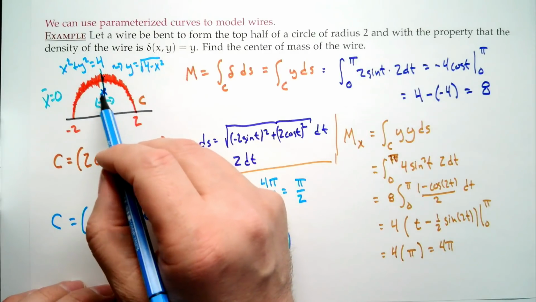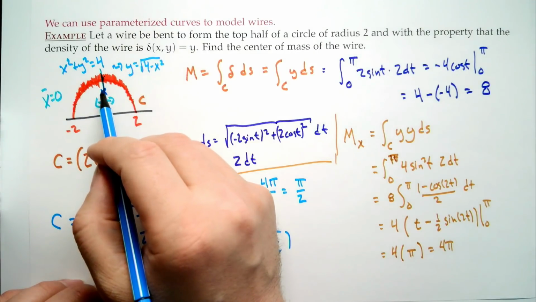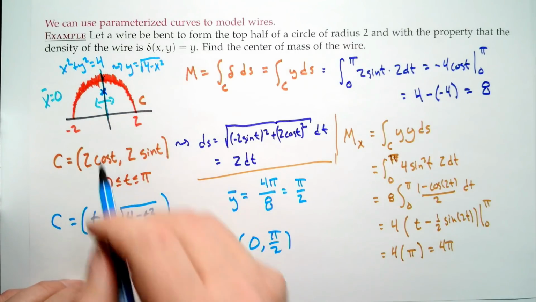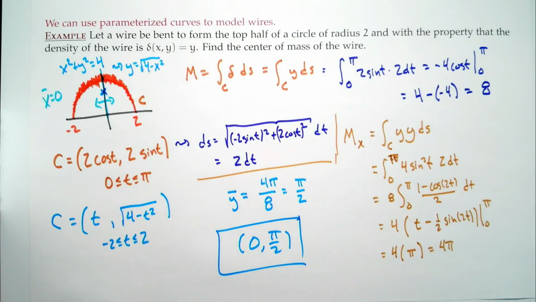Now, this is a case where the center of mass is actually not part of the wire. It's outside of the wire, but that's okay. Center of mass doesn't have to be a part of your object. Now, if we had gone an answer above 2, or an answer that was negative, we would have been concerned. But this is a reasonable answer, and we're going to stick to it.